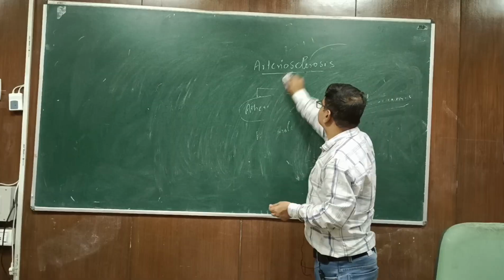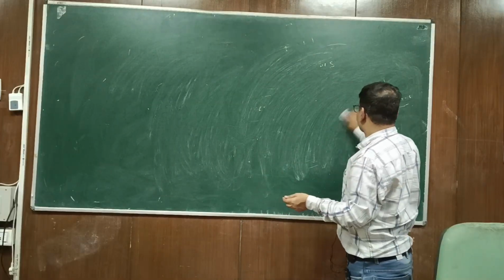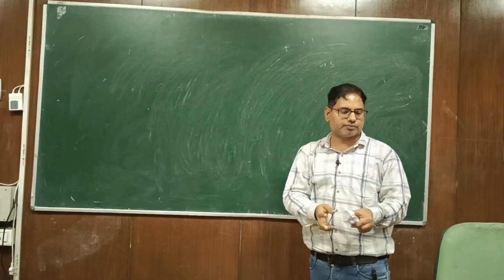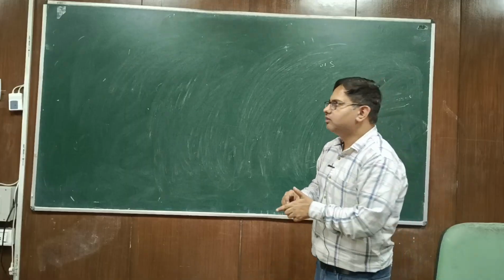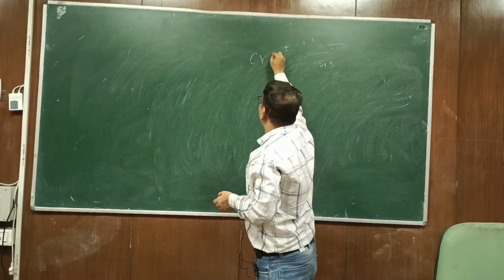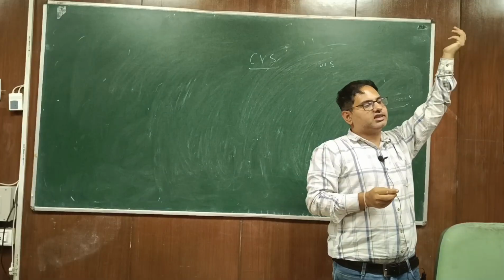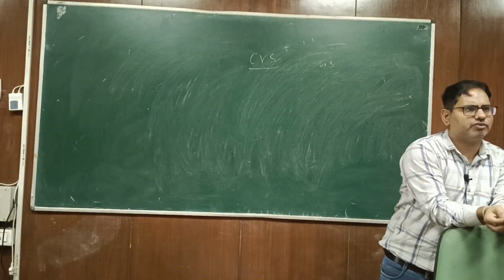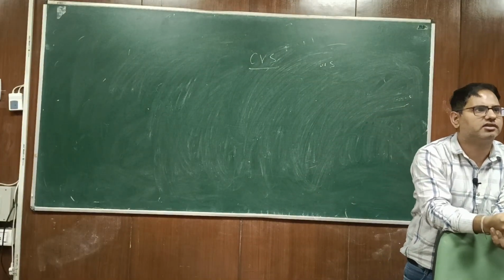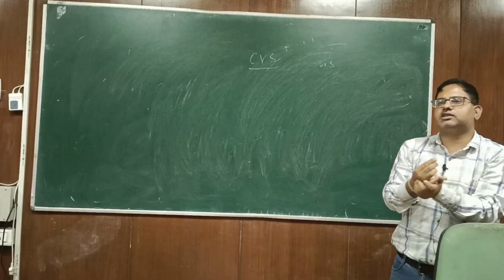CVS, cardiovascular system. Cardiovascular system. So among the diseases related to the cardiovascular system, one is hypertension, right? Hypertension.